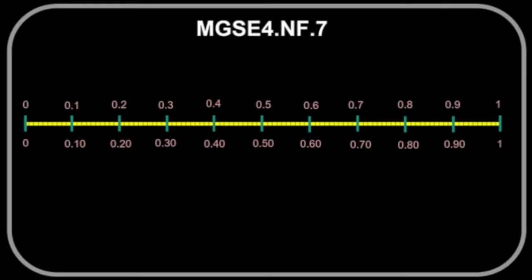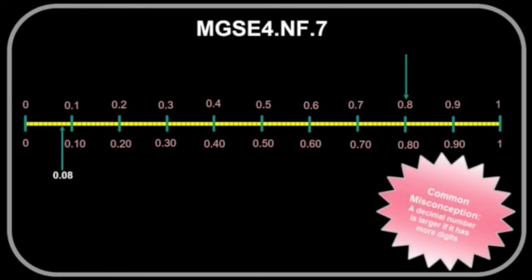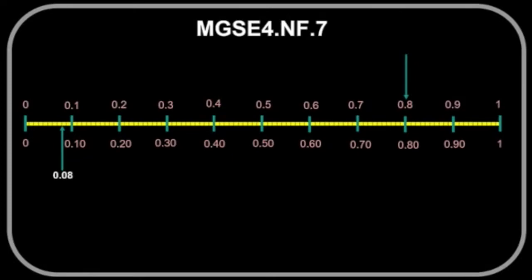Students might also use a number line to compare decimal numbers. Let's compare the numbers 8 hundredths and 8/10ths. The arrows show the location of both decimal numbers on the number line. Students often have a misconception that 8 hundredths is greater than 8/10ths because 8 hundredths has more digits. Students need to understand that they must look at the place value digits when comparing two decimals. A number line can support students in alleviating decimal misunderstandings. By locating both decimals on the number line, students can determine that 8 hundredths is less than 8/10ths.